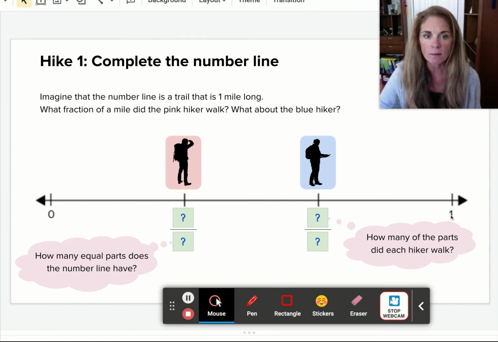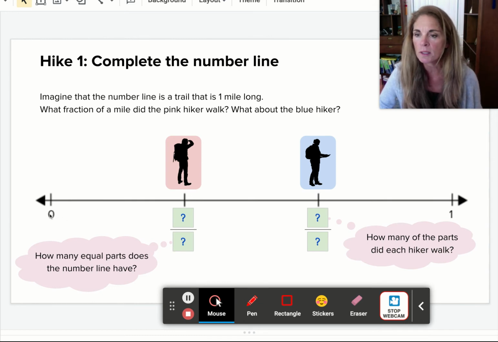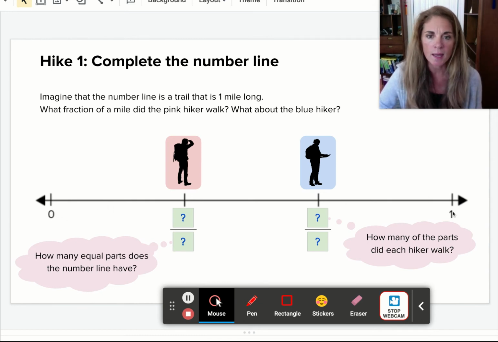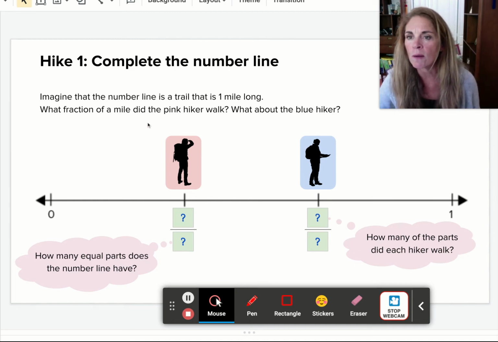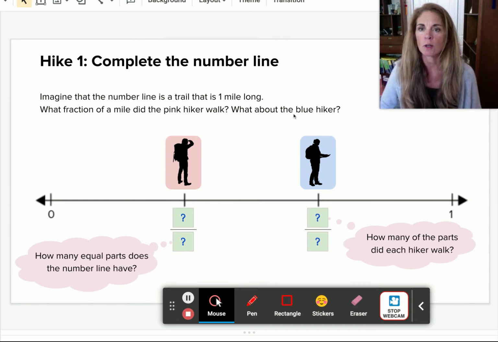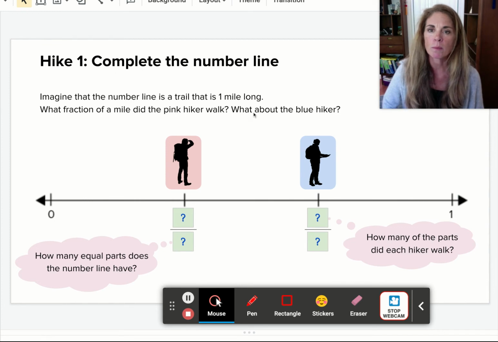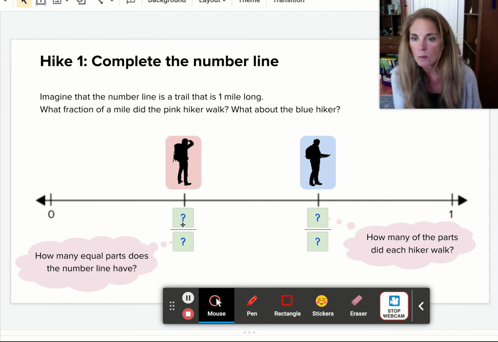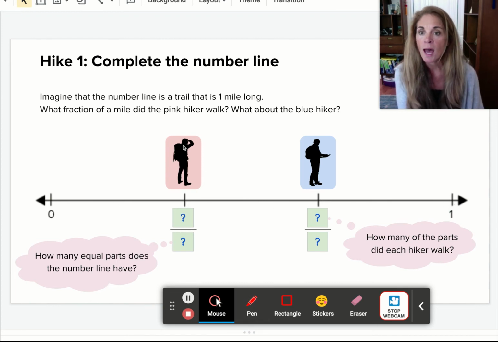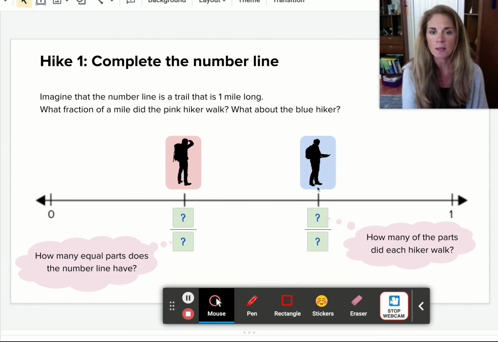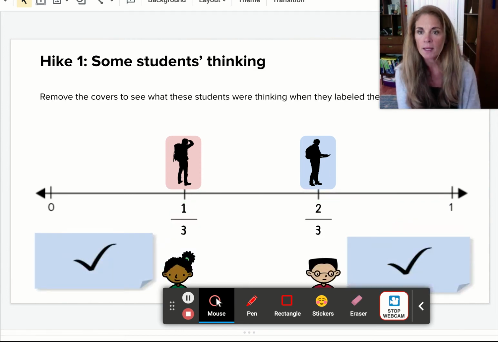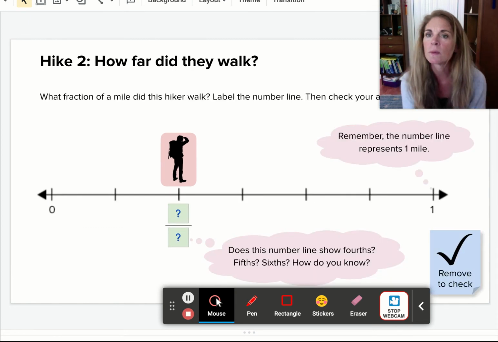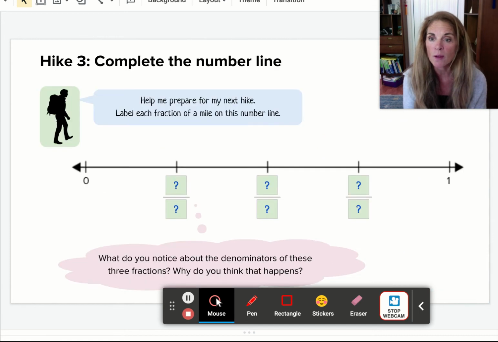So here's the mile. Here's where you start. Here's where they started. Here's where they end. What fraction of the mile did the pink hiker walk? And what about the blue hiker? You have to think about, we're assuming that these are equal parts. You're going to write in these green boxes how far this guy got versus how far this guy got, and then you can check your answers. So each slide has a different question about how far the hikers are going.